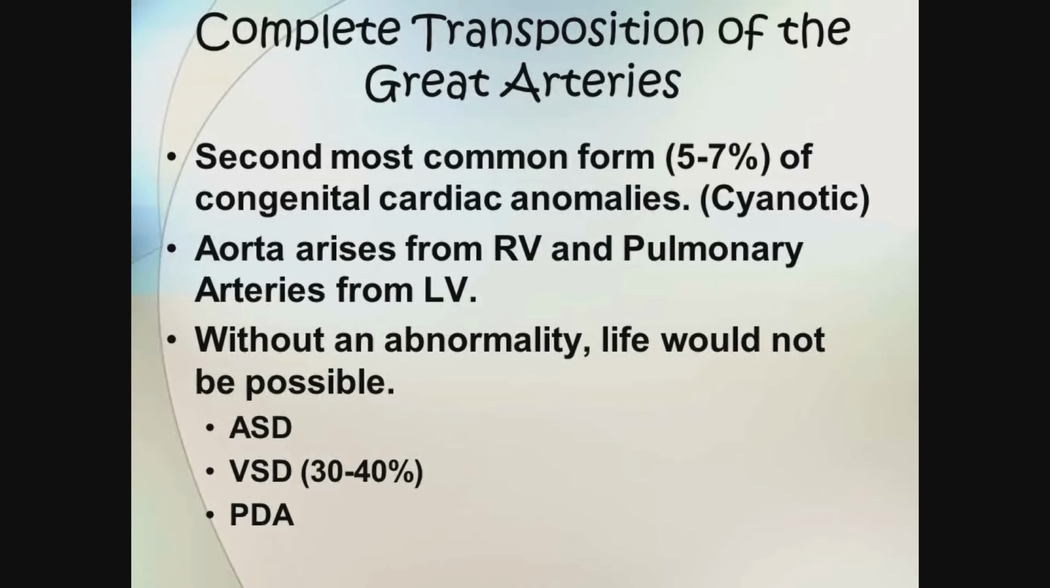Okay. Complete transposition of the great arteries. That sounds like a real mess. Again, cyanotic defect. The aorta comes off the right ventricle. It's also known as great transposition of the great vessels, yes, both ways. The pulmonary artery arises from the left ventricle. Good Lord doesn't always get this stuff straight. He kind of mixed them up. One comes from one and one comes from the other.